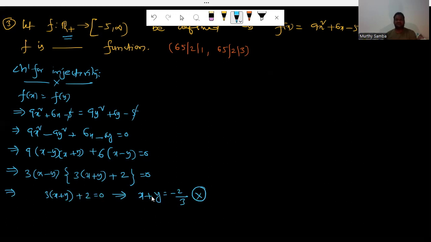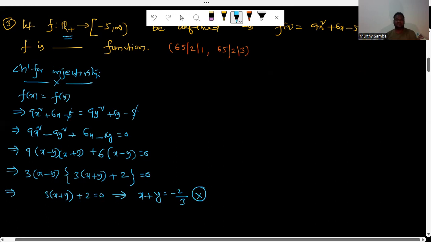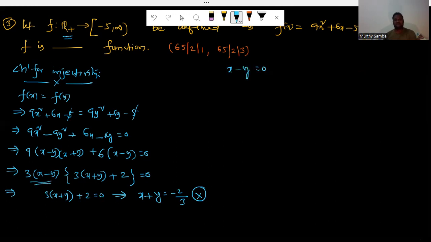So when this case is not possible, what is the other case? The other case is 3 into (x minus y) equal to 0. So x minus y equal to 0, therefore x is equal to y. We took f of x equal to f of y, and we got x equal to y. Therefore, this function is an injective function.